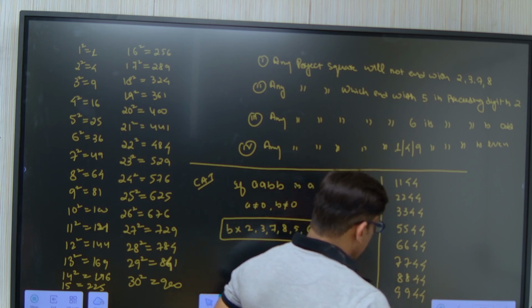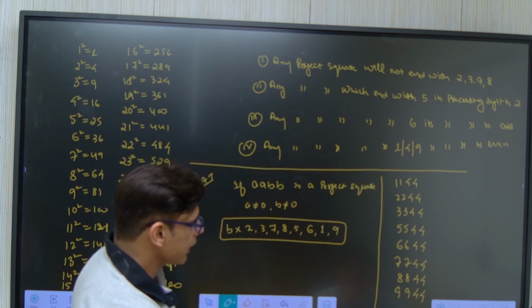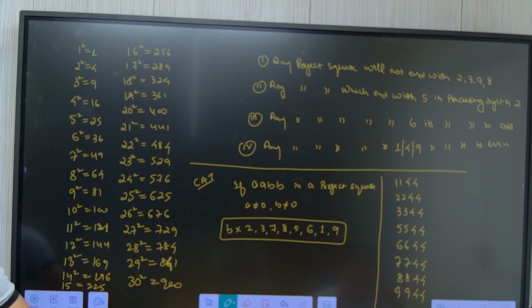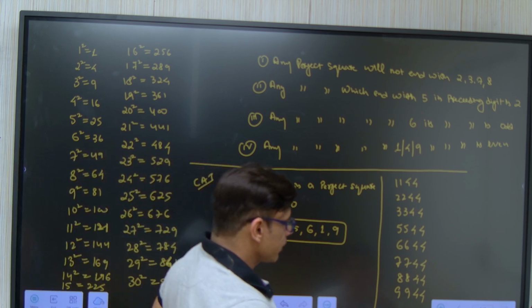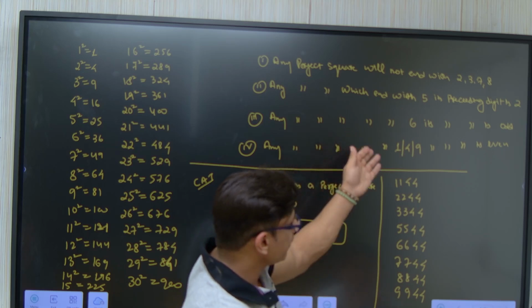Then we have to find out the numbers are only these many, right? Out of which are the numbers which are perfect squares, that we have to find out. So here, what I'm trying to say is that if you know the property, you cut down on this, right?